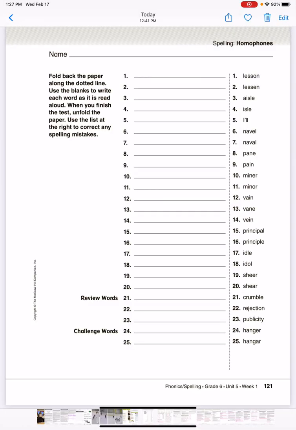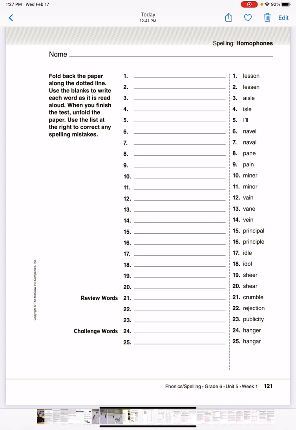All right, I told you that I'm going to keep this week's answers quick, and that's just what I'm going to do. Let's start with spelling on 121. This week's lesson is homophones, which are words that sound the same but are spelled differently and have different meanings. 1 and 2, lesson.